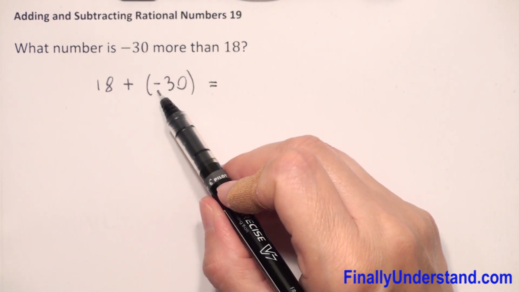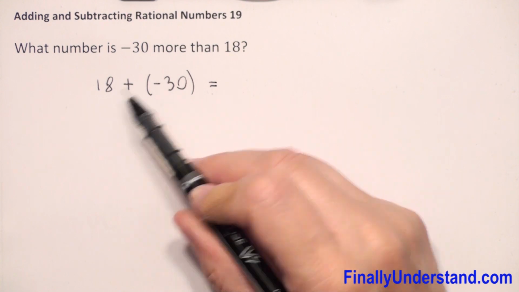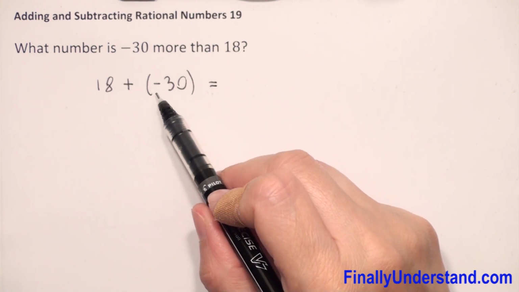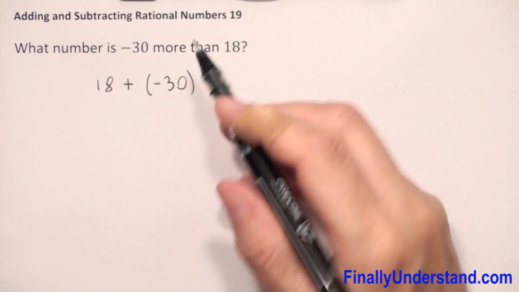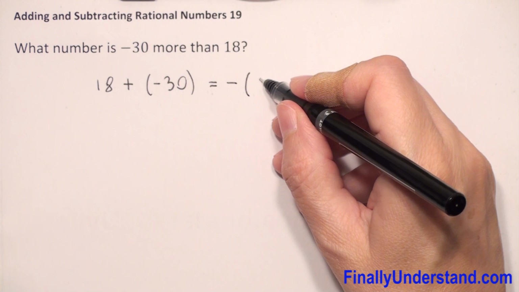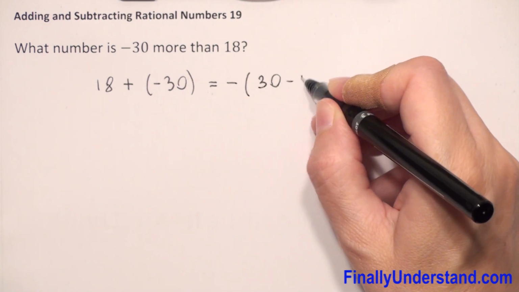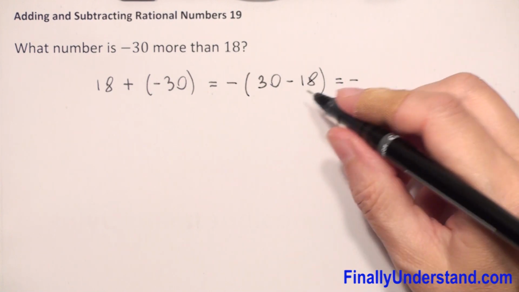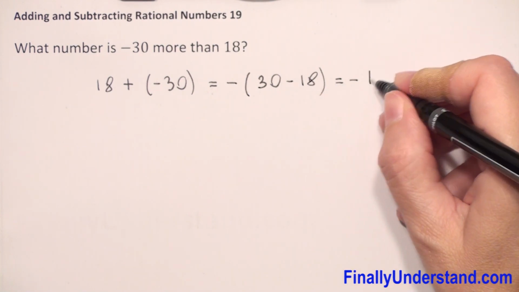We forget about negative sign. We have 30 and 18. 30 is greater. So next we check the sign before the greater number is negative. So we copy negative sign and in parentheses we subtract from the greater number smaller. So this is equal negative sign we have to copy. 30 minus 18 is 12.